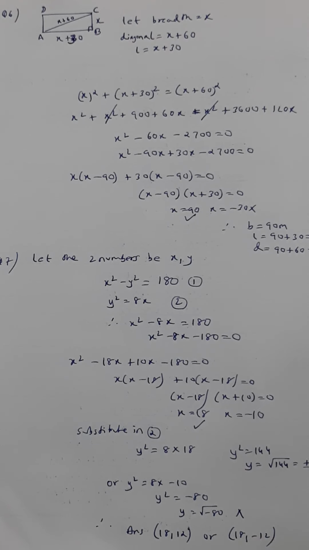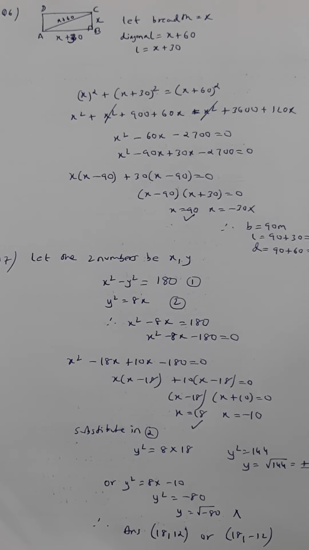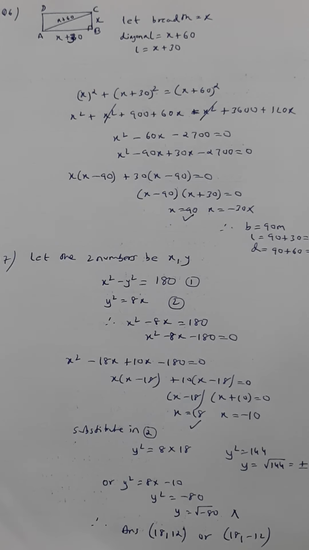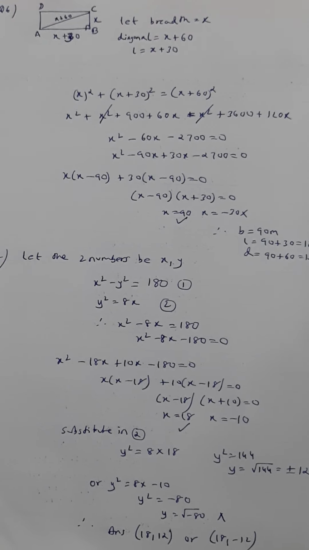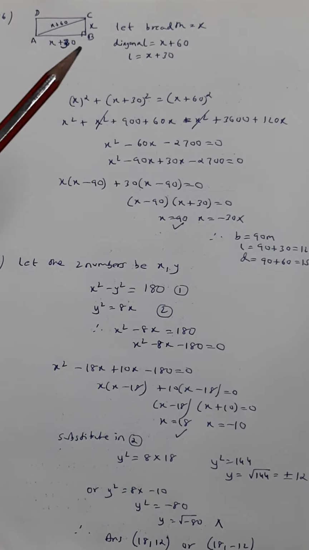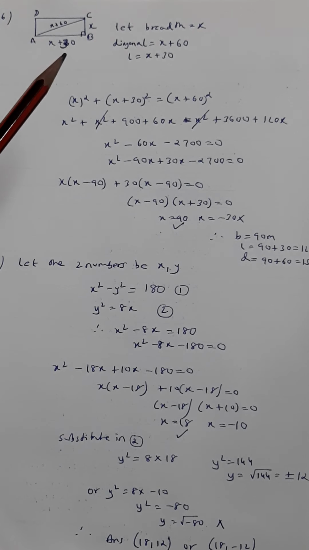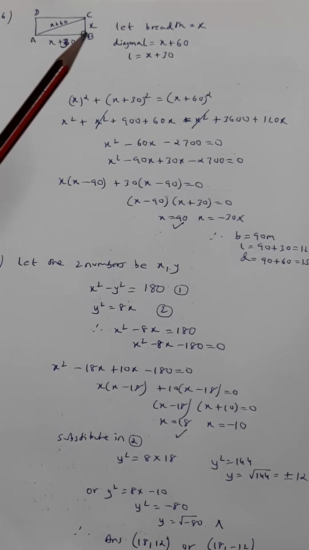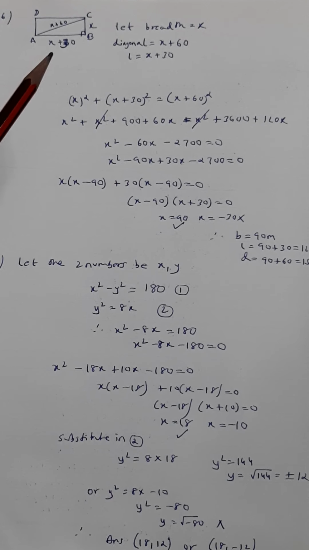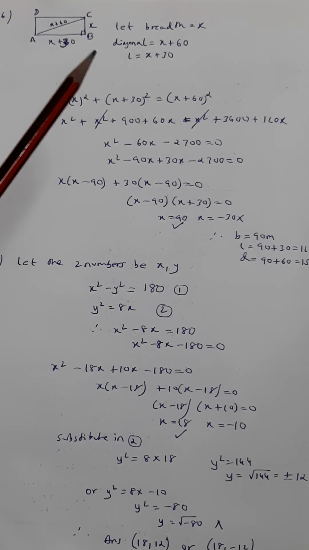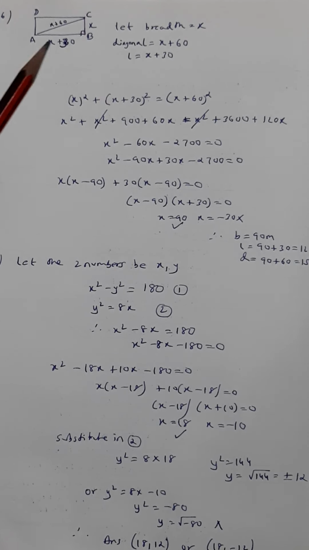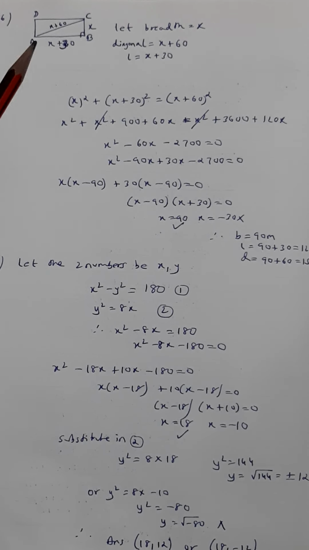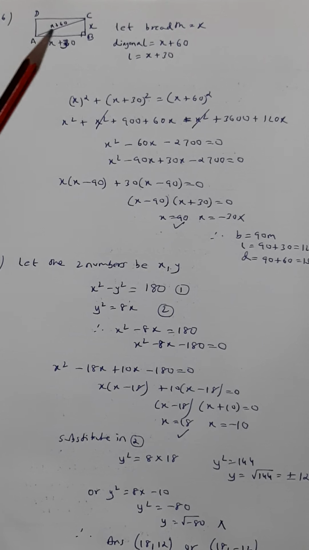So 4.3 exercise question number 6. There's a rectangle given to us, and we are assuming the breadth as x. What is given to us is that the length is 30 more than the breadth. So this is the shorter side, obviously, that is the breadth that we are assuming as x, and the length is 30 more than that, and the diagonal is x plus 60.